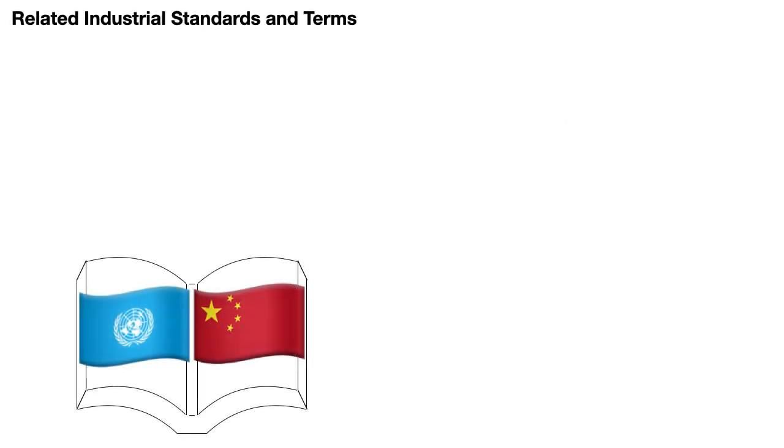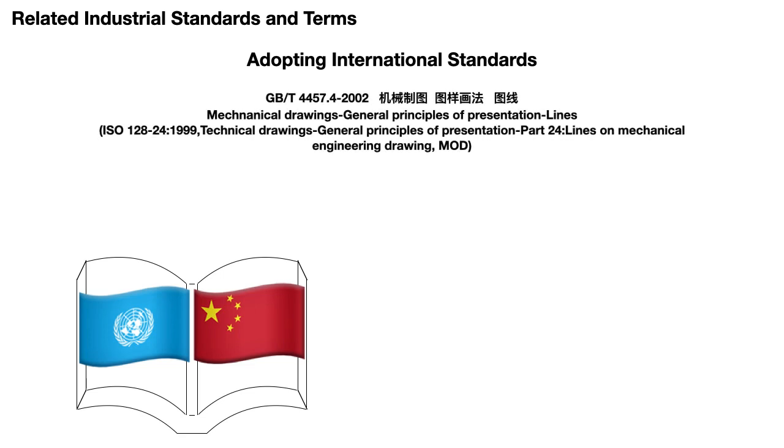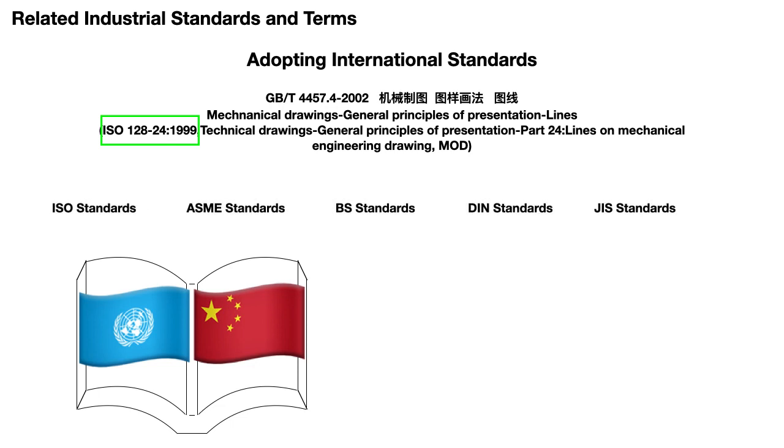Under industrial globalization, many Chinese standards adopt the standards of ISO, IEC, and other international and foreign organizations. For example, here is a Chinese standard about mechanical drawings. It adopts ISO 128, Part 24. In the industrial field, standards of ISO, ASME, BS, DIN, and JIS are widely used in the world. Many of these standards are similar to Chinese standards, but they are not the same.